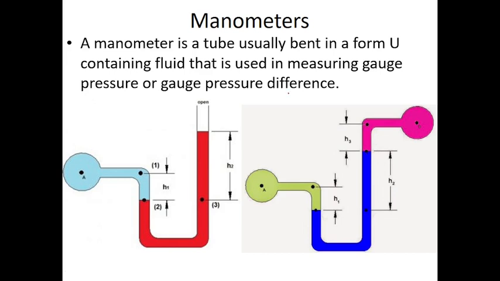So there is pressure at A and pressure at B. So what's the difference between the two pressures? Given this one, it measures pressure at A. What is the gauge pressure at A? This is an open type manometer. This is a closed type manometer.